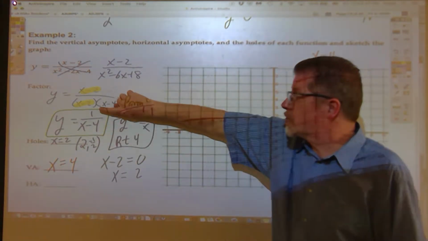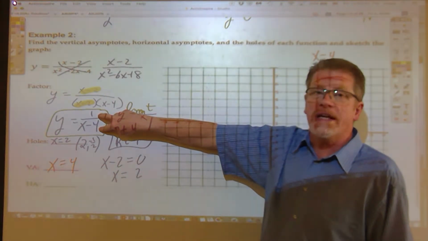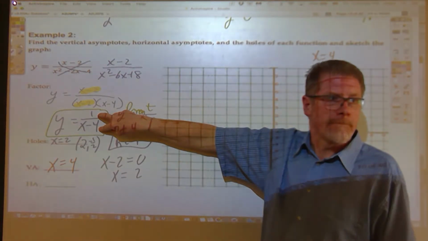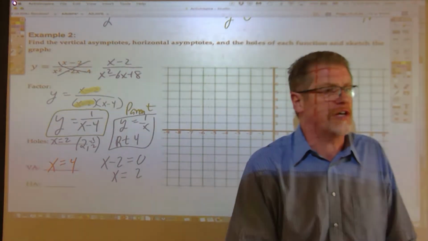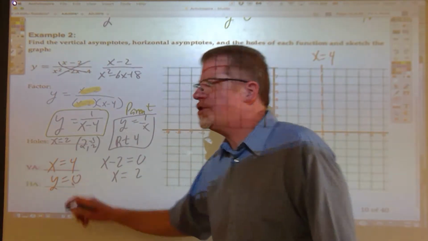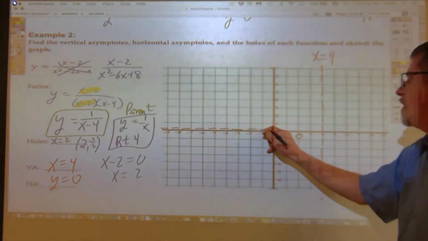Bottom heavy is correct. It's degree 0 over degree 1. That's bottom heavy. Therefore, what is the horizontal asymptote? What's the equation of the horizontal asymptote for every bottom heavy rational function? That's y equals 0. So, would you please sketch the graph of the horizontal asymptote y equals 0?